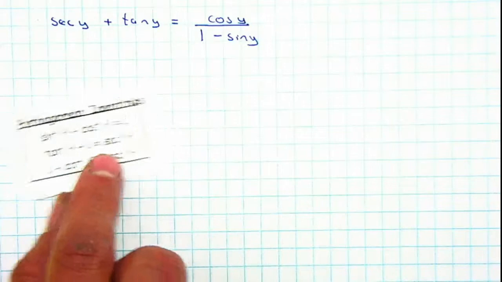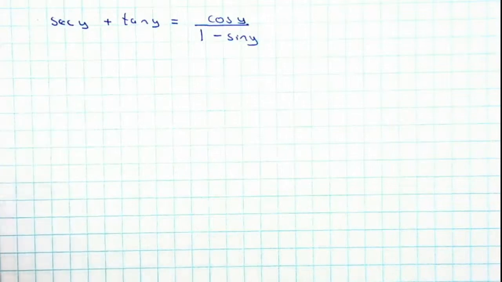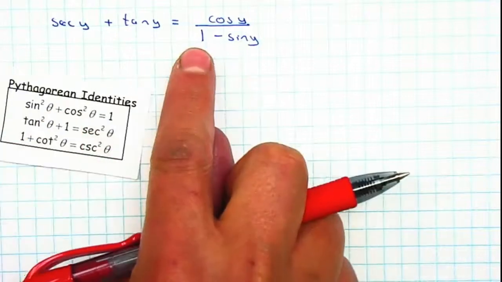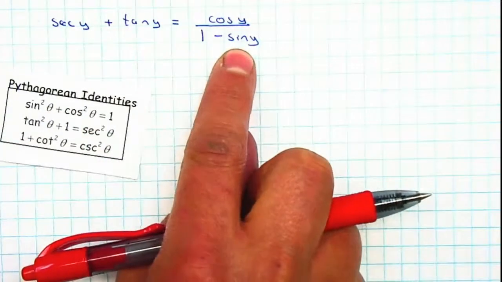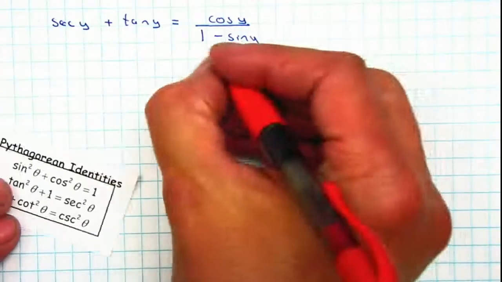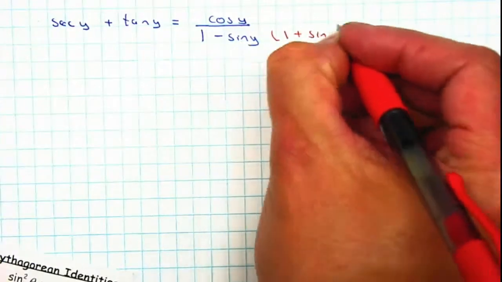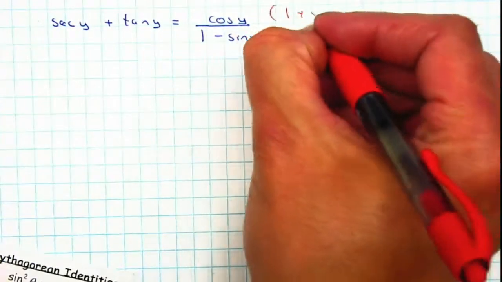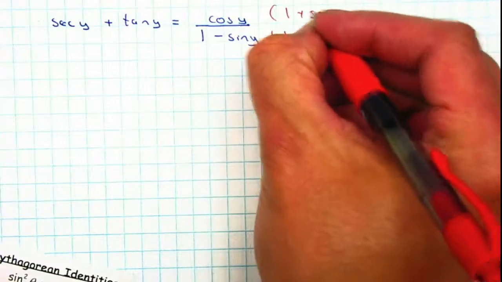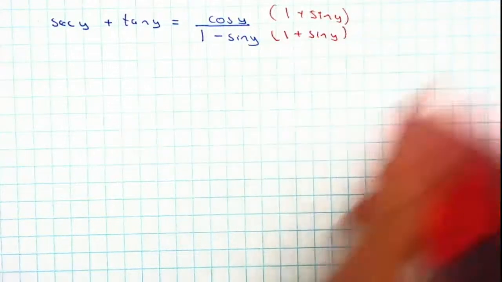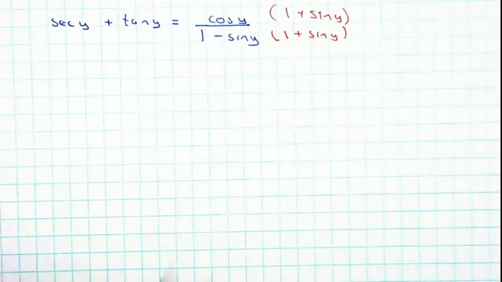The next one is to recognize your difference of two squares, so we can use our Pythagorean identities, especially whenever you see a 1 minus sine y. We know that we can multiply by the conjugate, which will be 1 plus sine y, and we're going to multiply it out.